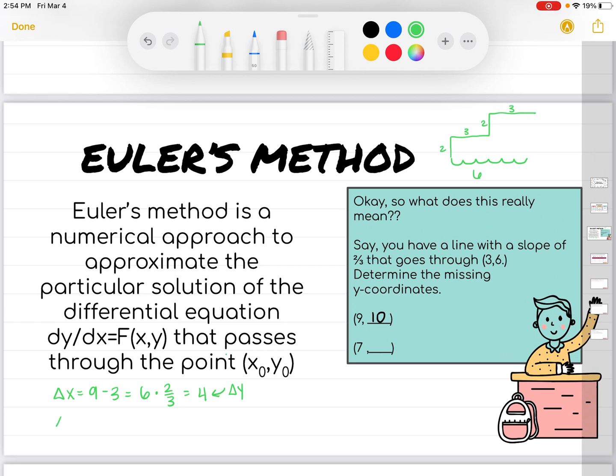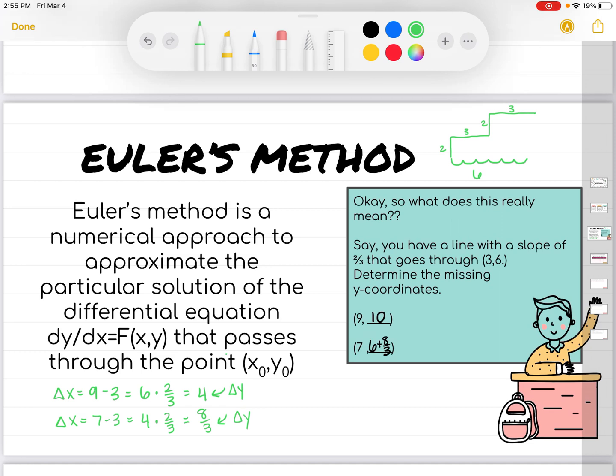We can do the same thing for the next one. Change in x from 3 to 7 is 4, and then my slope is 2/3. So I can multiply 4 by 2/3 and get 8/3 as my change in y. And so again, I can add 8/3 to 6, because that was my previous point, to get my new y value. So I'm just going to write 6 plus 8/3 because I don't really feel like calculating it any further.